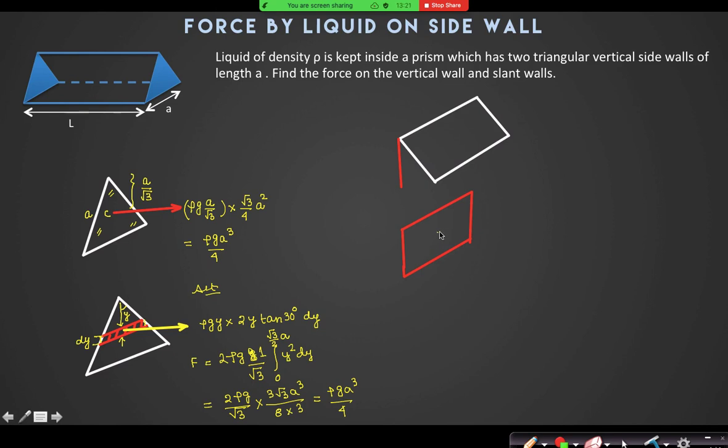In this case, what is the horizontal component that I can calculate? Can you tell me what is the horizontal component of that force? 3 by 8 rho g a square into L, I got. What will be that vertical height now? If this height is A, it is root 3a by 2, or not? And this L is given.